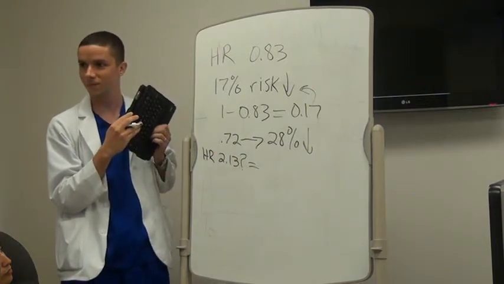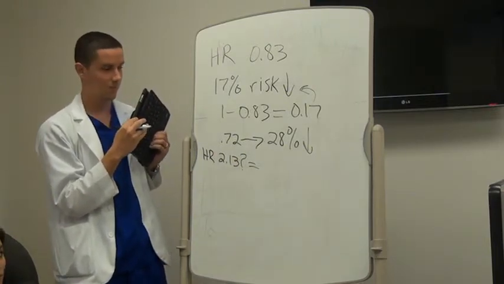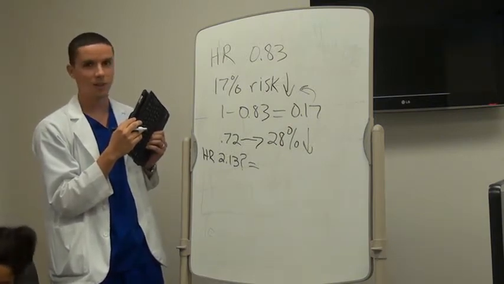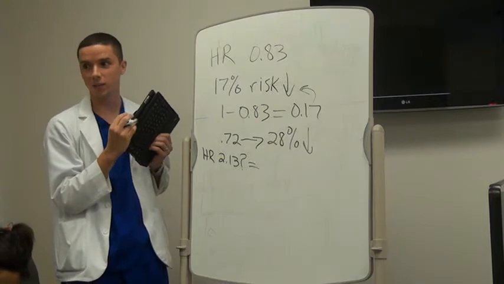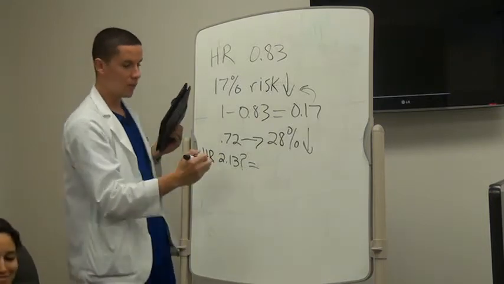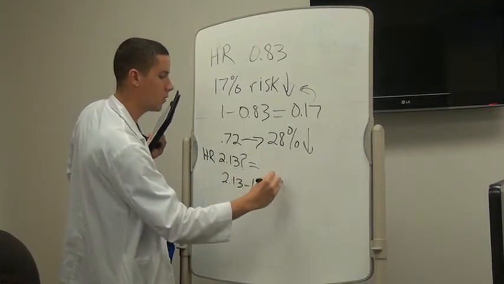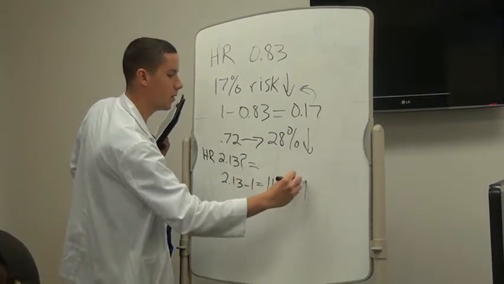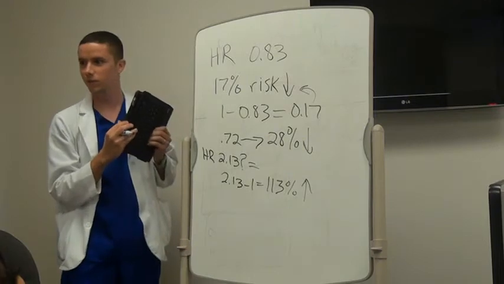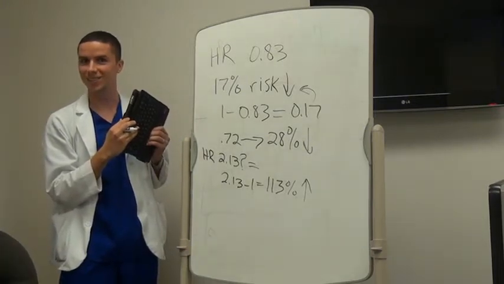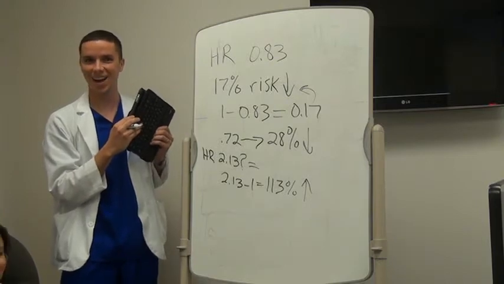There's an association. There's always an association. You're dealing with ratios. If your hazard ratio is over 1, it means an increase of something, right? So in this case, let's say it's a 113% increase. Does that make sense? Dr. Wesley? Yeah, I think that makes sense.